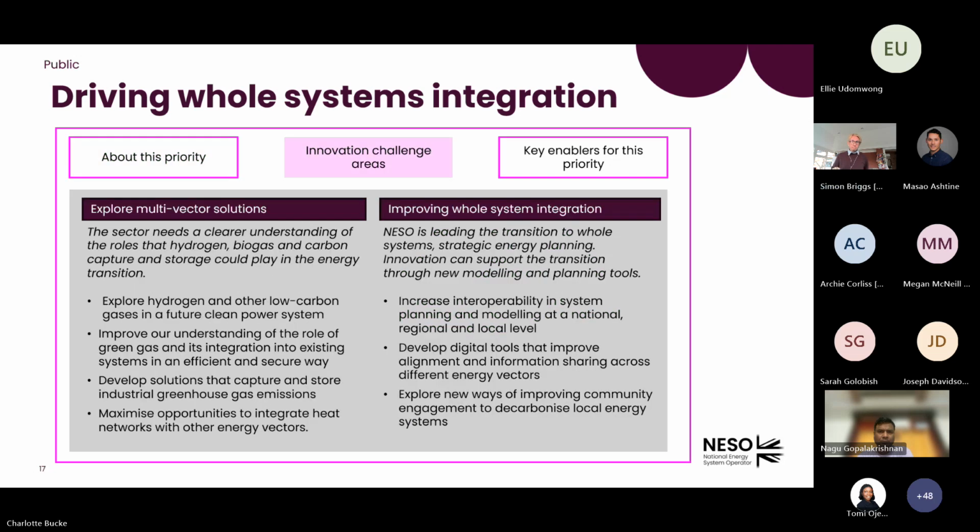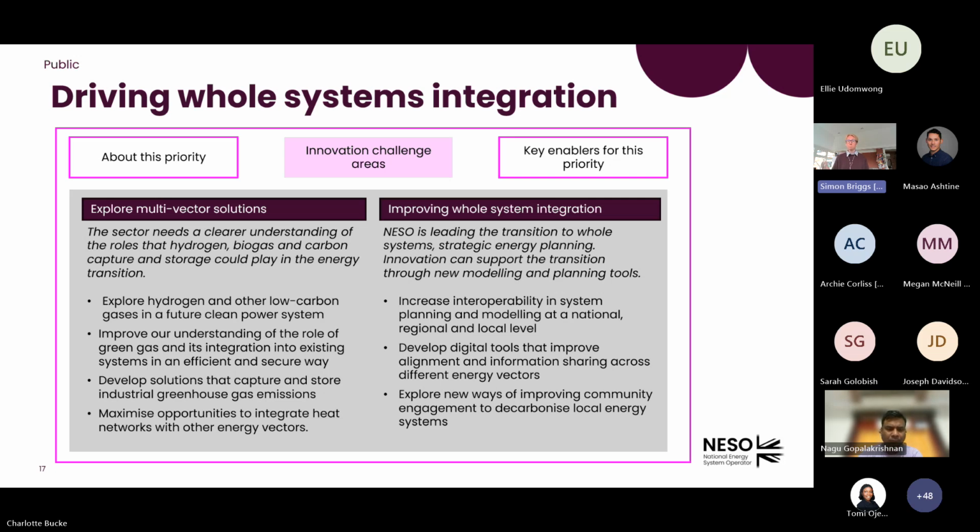Next slide. And I say we can share this in more detail. It's all available online, but that calls out some specific challenge areas. Both creating multi-vector solutions and understanding the impact of multi-vector solutions is one area we'll definitely want to look at in more detail. That could be around hydrogen, biomethane and green gas, or carbon capture and storage. There's a whole aspect of the integration of these vectors that is happening that we need to take account of and understand better.